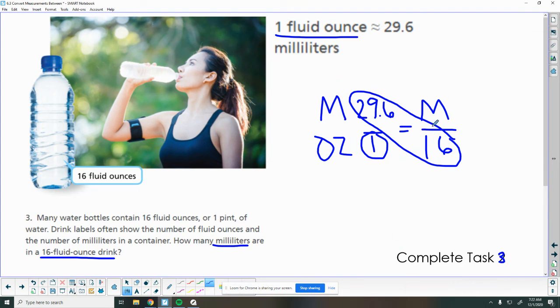Okay, so after you have that, go ahead and see if you can answer the questions on task 3 and then complete your check for understanding. If you have any other questions about your tasks today, please let me know.